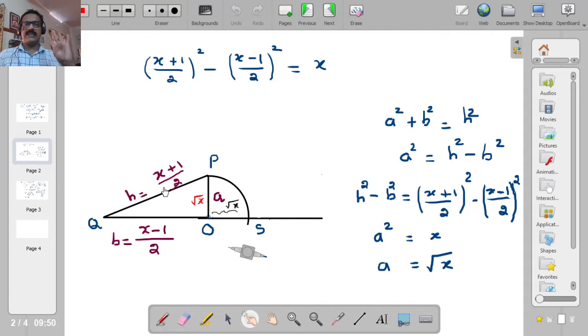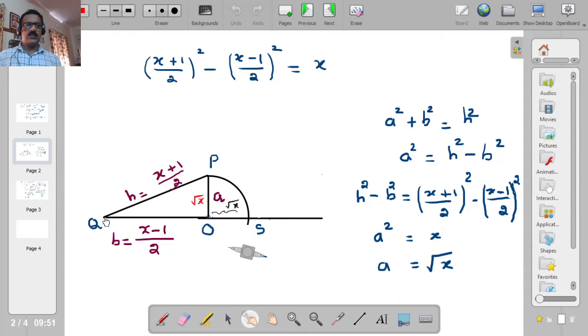So we are going to construct a right angled triangle with the length of base equal to (x minus 1)/2 and the length of hypotenuse equal to (x plus 1)/2. This right angled triangle is right angled at the origin, the point O. I will explain how we do the actual construction very soon, because our strategy is this.